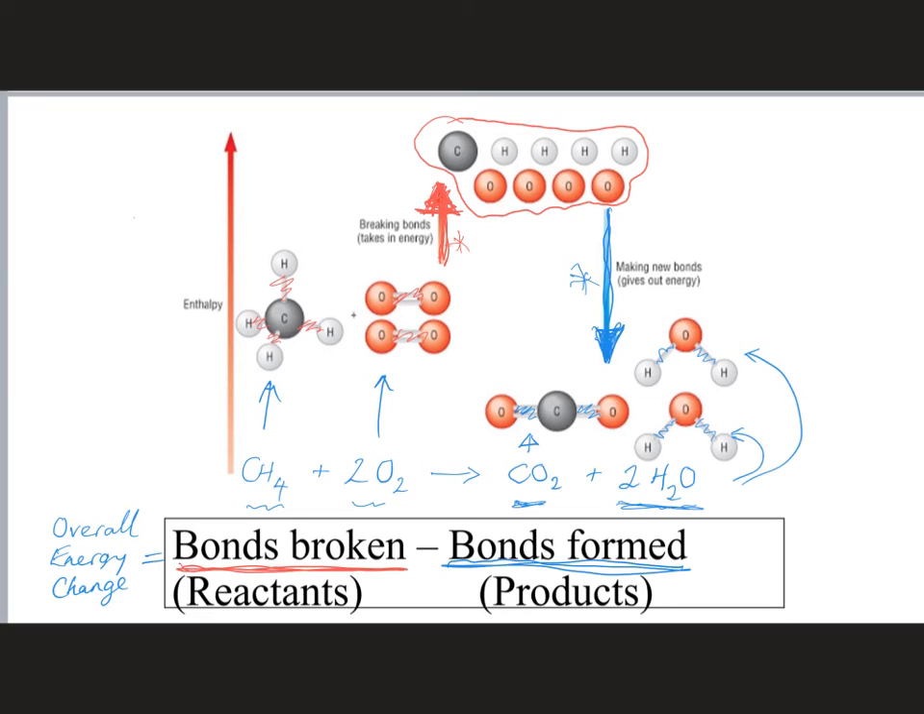Okay, so it's this minus this, and in fact if you were to draw that on the diagram here, it would be drawn by that diagram there. So the overall energy change is this arrow here, and you remember that is sometimes called delta H, or the enthalpy change.